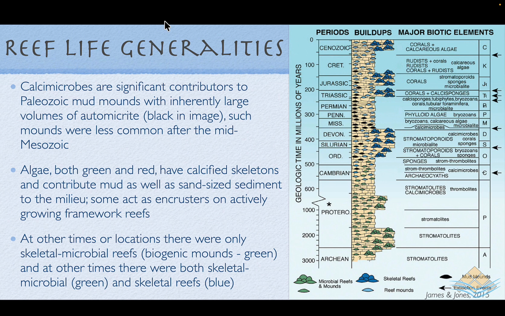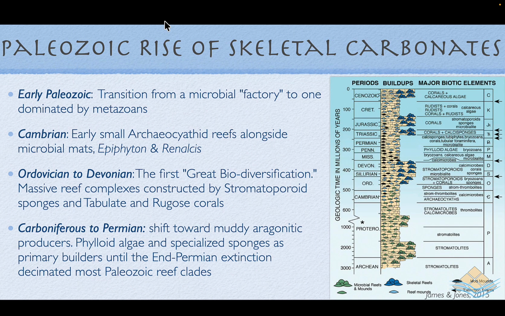Also marked on this diagram, and we'll come back to this a little later, are the major extinction events on the right-hand side, shown by those black arrows. There are major changes in the makeup of reefs and carbonate platforms in general associated with the extinction events. What we see before the extinction event and after the extinction event can be quite distinctive in terms of the carbonate components in our reef. We see in the Paleozoic a rise in skeletal carbonates. We pass from the microbial association in the Precambrian with stromatolites and thrombolites into the early Paleozoic.